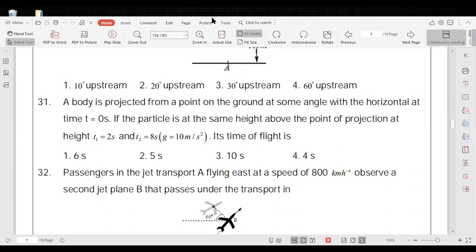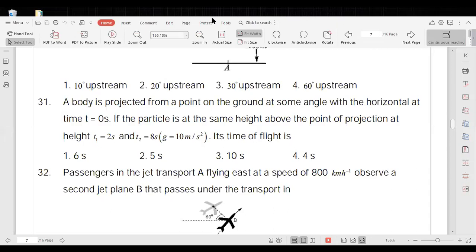You see, while traveling in this direction at t1 equal to 2 seconds, it is at this much height. At another time also it is at the same height. That means at t2 equal to 8 seconds also it is at the same height. Then what is the time of flight? Time of flight capital T is equal to how much?